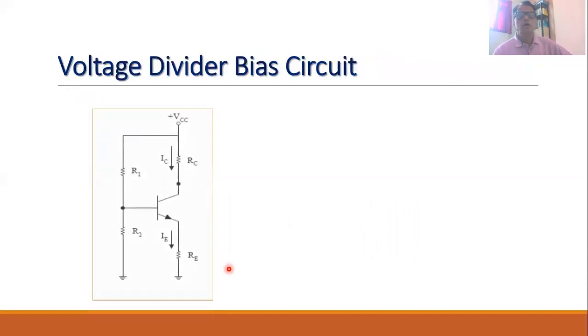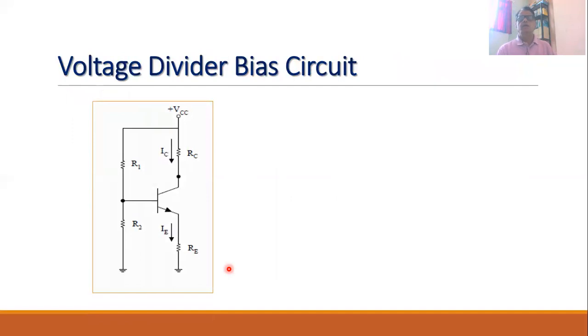So the most popular circuit that is being used for the biasing of the transistor is called a voltage divider biasing circuit. This is the circuit diagram for the voltage divider biasing circuit.